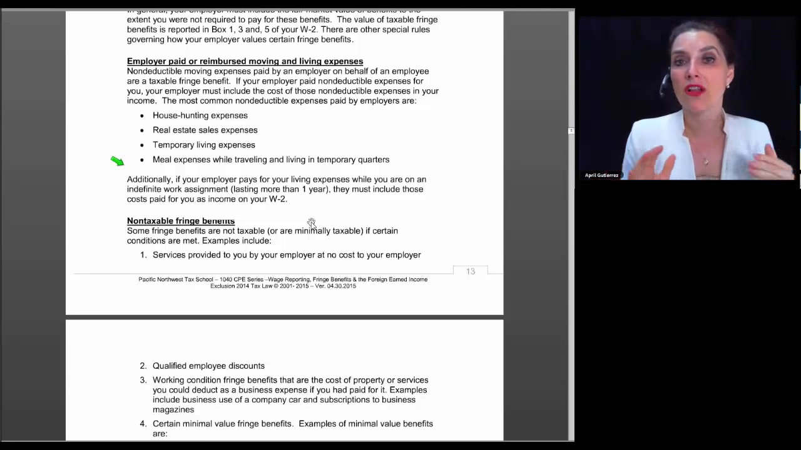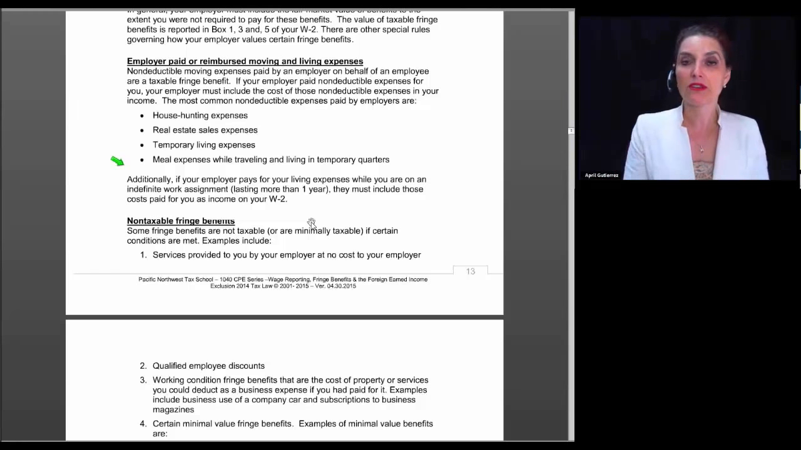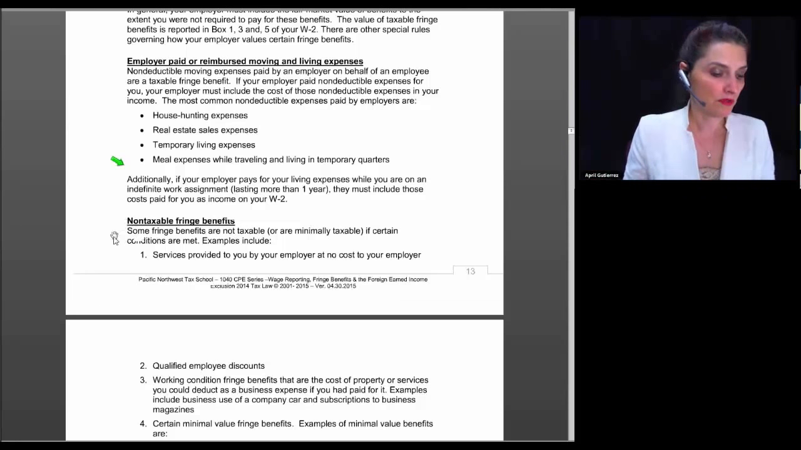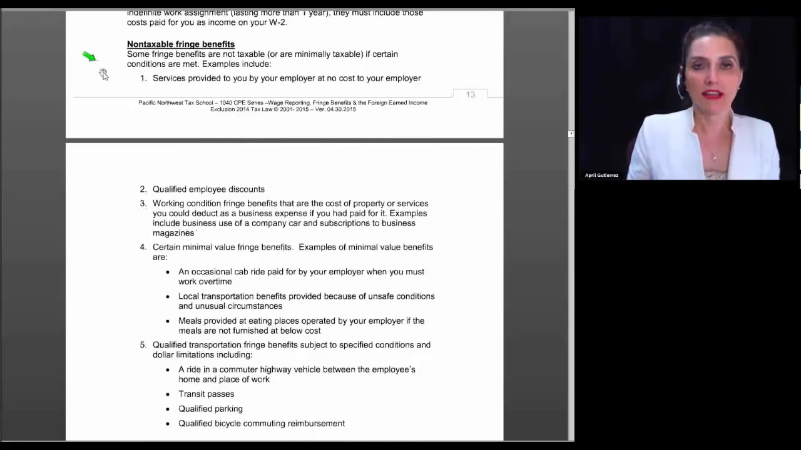The thing is, all of those costs are non-deductible, and because they're non-deductible, the employer has to gross up the employee's wage by that amount, and it usually causes a huge jump in pay for the year of the move. So let's take a look now at some non-taxable fringe benefits.